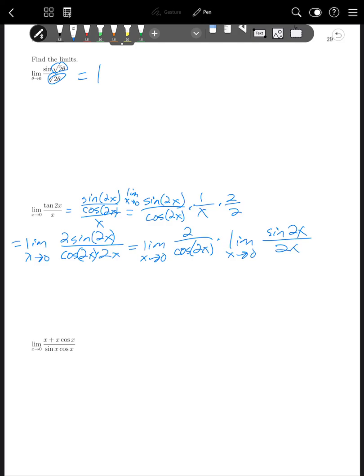The first one, you want to plug in x, so this will be 2 over cosine of 2 times 0, times the limit of sine 2x over 2x, which is just 1. So this is 2 over the cosine of 0, which is 1. So 2 over 1 times 1, which is just 2.